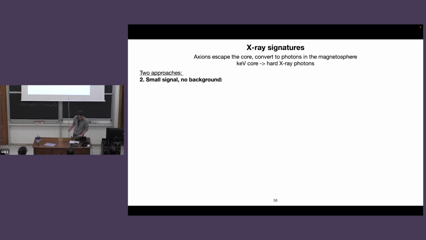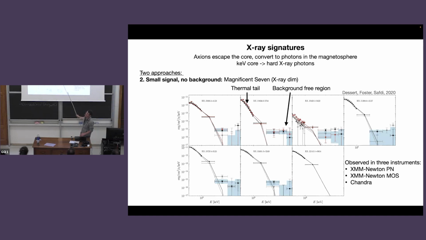All right. Now, the other approach to measure that is to look at neutron stars that have essentially no background, because then you can get away with a small signal. And that brings us back to exactly the Magnificent Seven, given that we expect that radiation to come from hot X-rays, and the Magnificent Seven are X-ray dim, and they only have, if at all, some soft X-rays. So they're essentially background free.